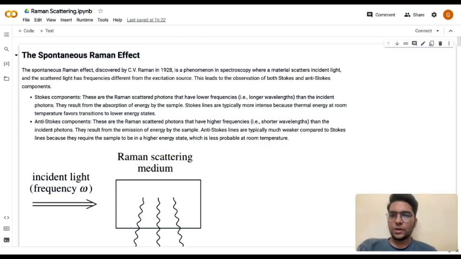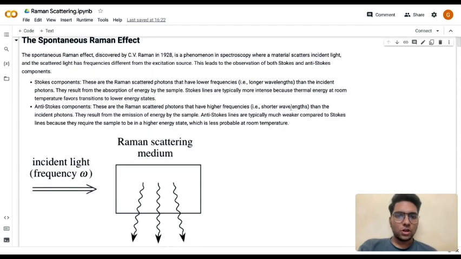And in this video, we are presenting our course project on the Raman effect. So here we look at the spontaneous Raman effect, which was discovered by C.V. Raman in 1928, and this is a phenomenon in spectroscopy where a material scatters the incident light, and the scattered light has different frequencies from the excitation source. So this leads to the observation of two types of components, which are Stokes and anti-Stokes components.